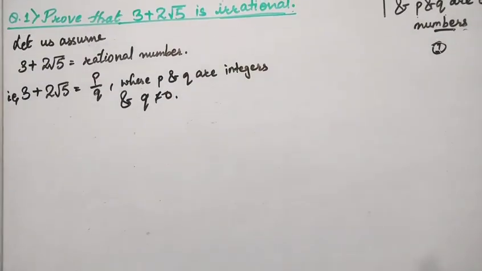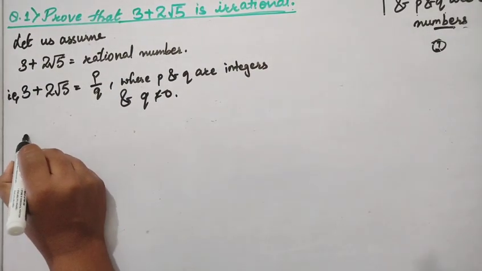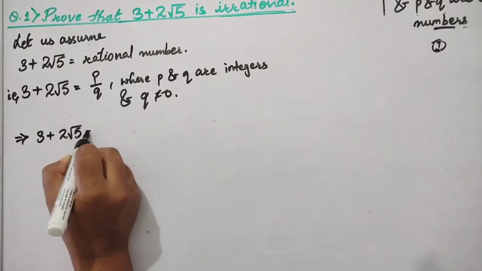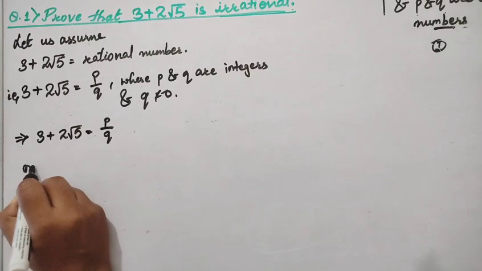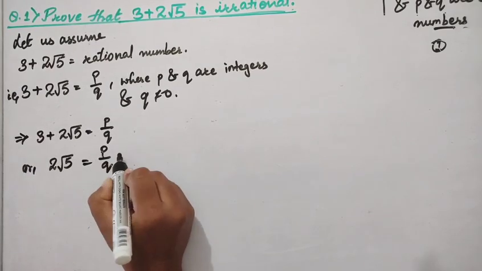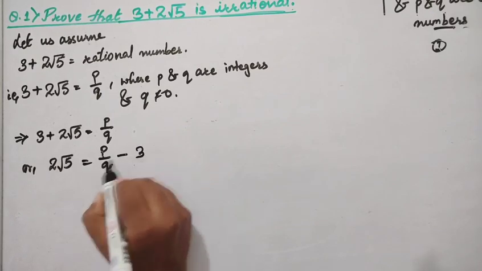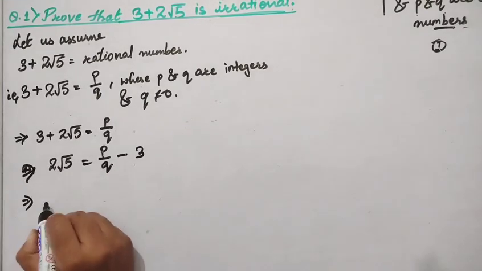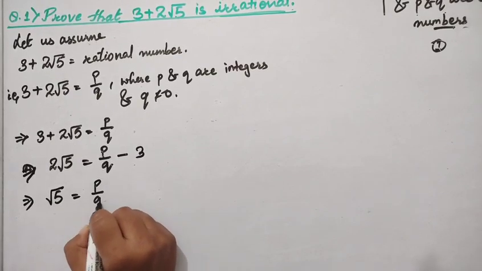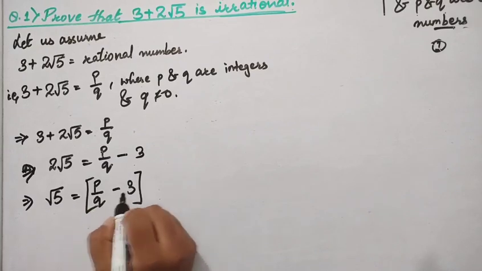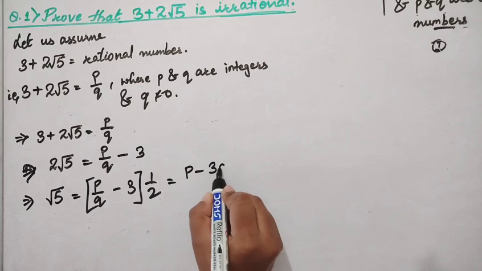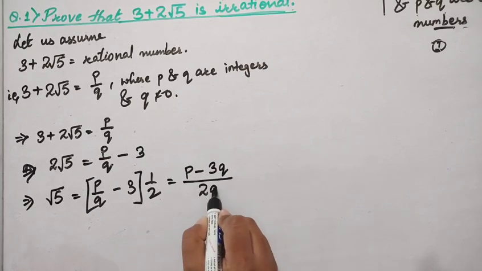Okay. Next, what we have to write over here? We have to solve the equation. That is 3 plus 2 root 5 equals p by q, or 2 root 5 equals p by q minus 3, so root 5 equals p by q minus 3 into half, or we can write it in the form p minus 3q divided by 2q.